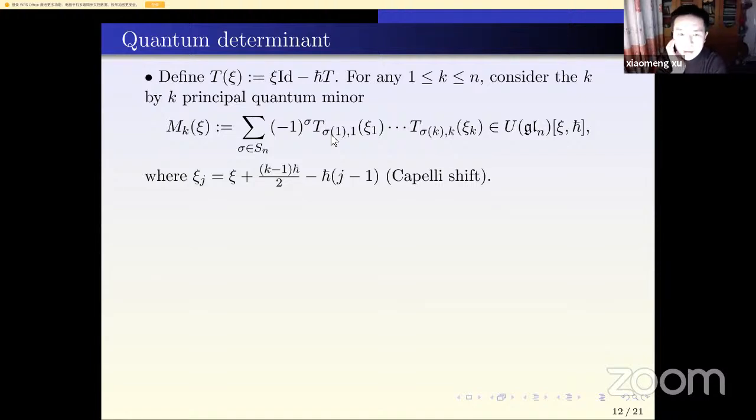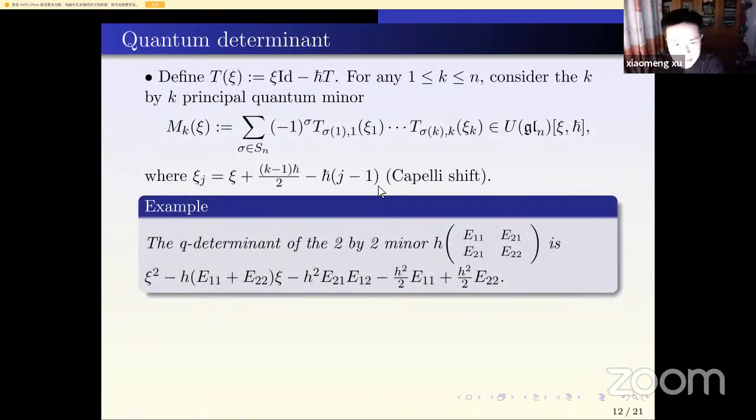Since the entries of T are not commutative, you should be careful to take the determinant. For example, you should take the row or column expansion. Here I guess I take the column expansion. And beyond that, you should also consider this so-called Campidi shift. So it's not simply the row expansion of the determinant, but you should consider this Campidi shift.